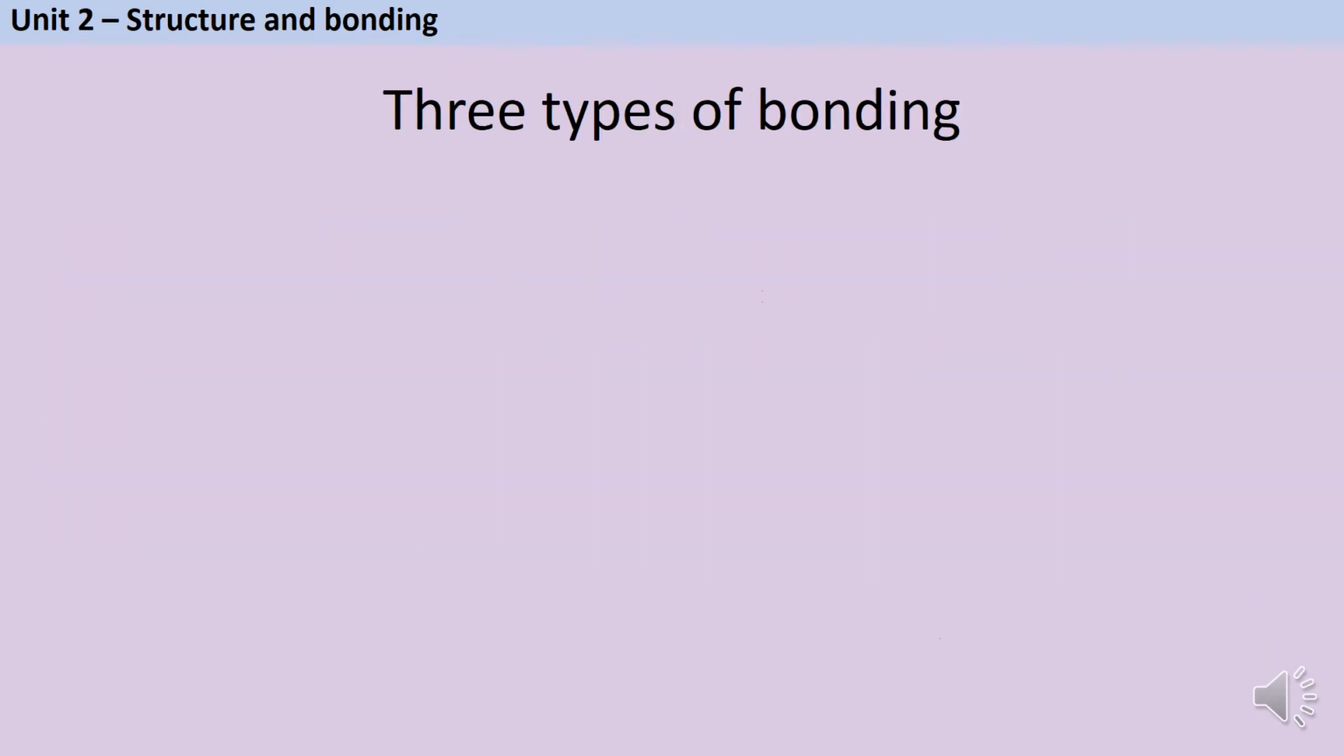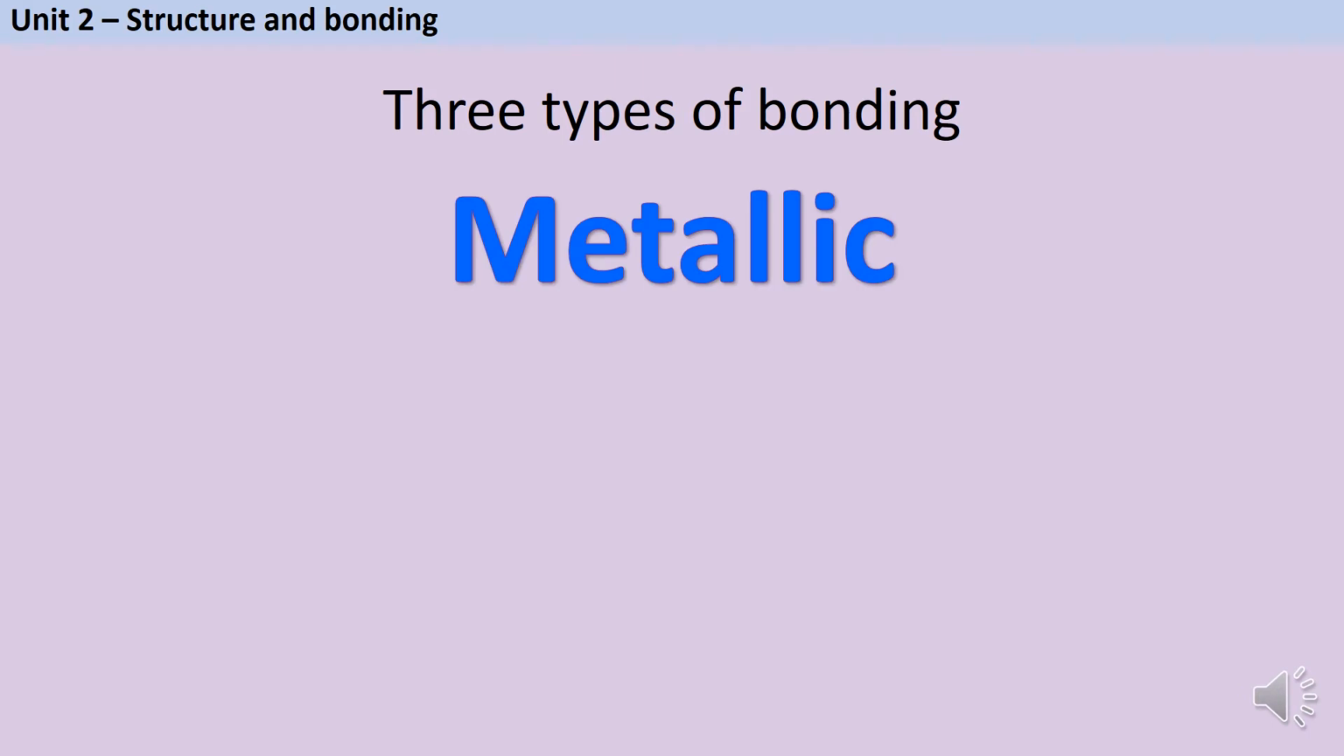Now, there are 3 types of strong chemical bond that you need to know about for the GCSE. And in a second, we'll look at how you know which one of those types of bonding is present in a particular substance. But firstly, their names. The first one is easy. Metallic bonding happens between metals. Then we have ionic bonding.